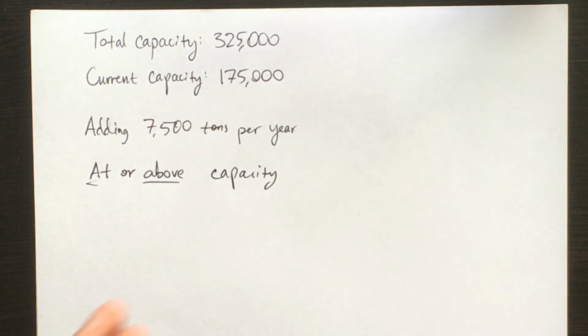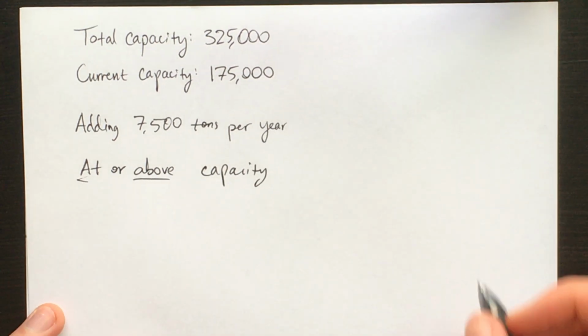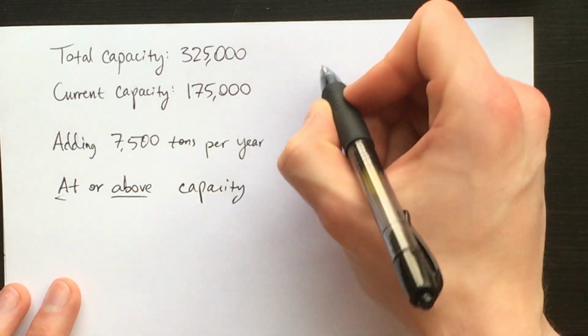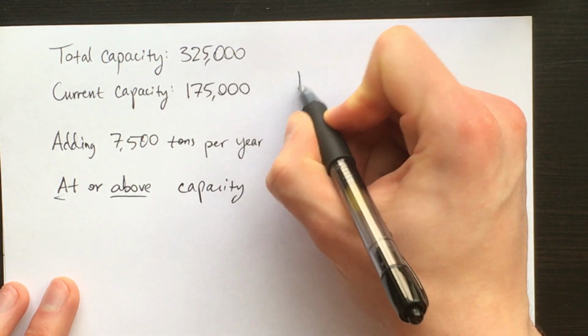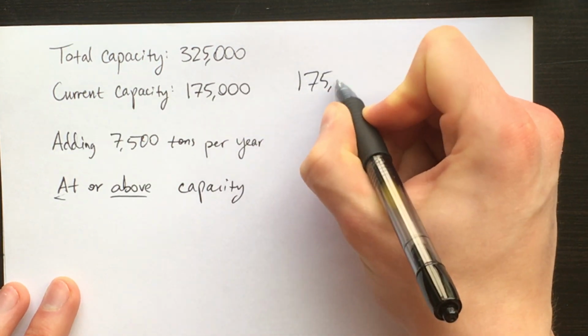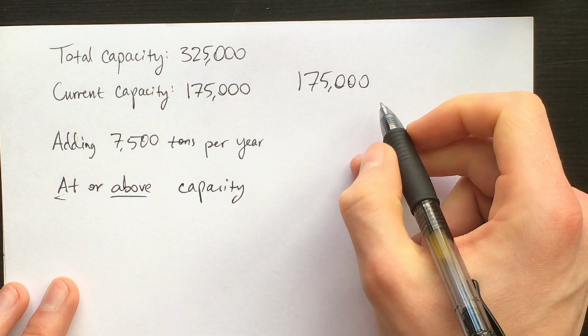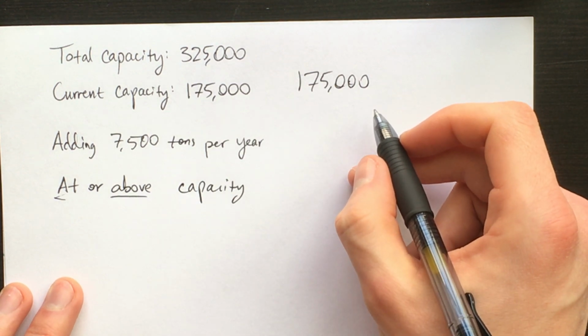All right. So how can we actually write this out? Well, let's, without even looking at the answers, have a bit of a go at it ourselves. So right now, how's this going to look? Well, right now we're at 175,000 tons, and we know that we're adding 7,500 each year.